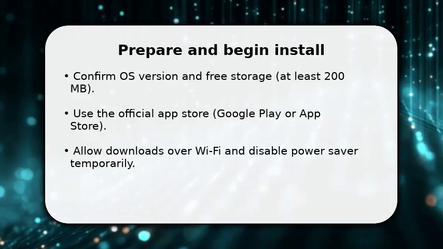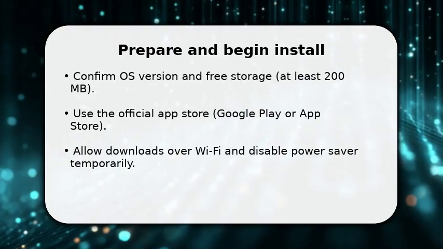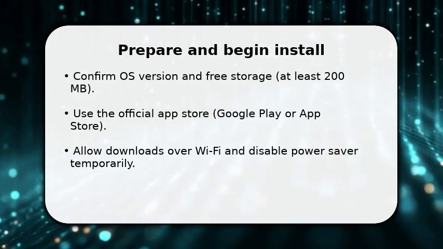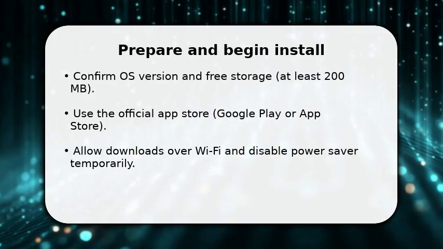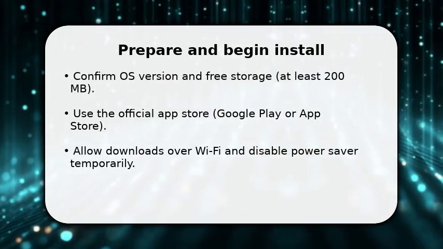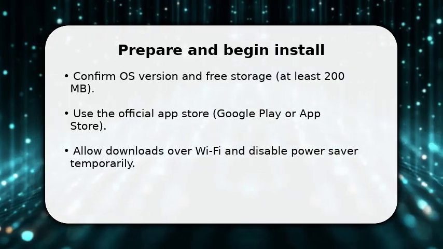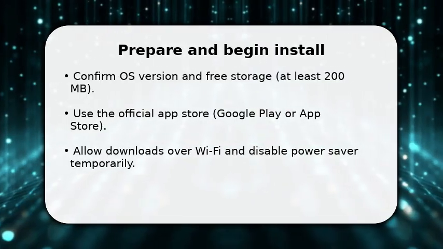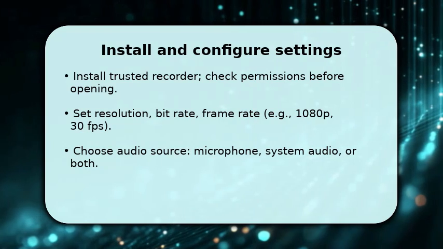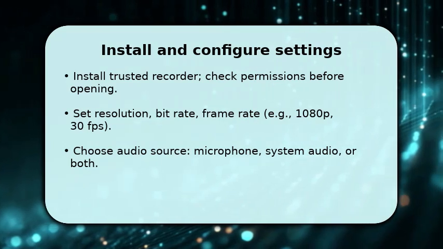Search for the system recorder or a reputable app with high ratings. Make sure Wi-Fi downloads are enabled and power saver is off so the install proceeds without interruptions. You want a verified app to ensure microphone and system audio will be allowed later. You install the chosen recorder and open it to configure core settings.